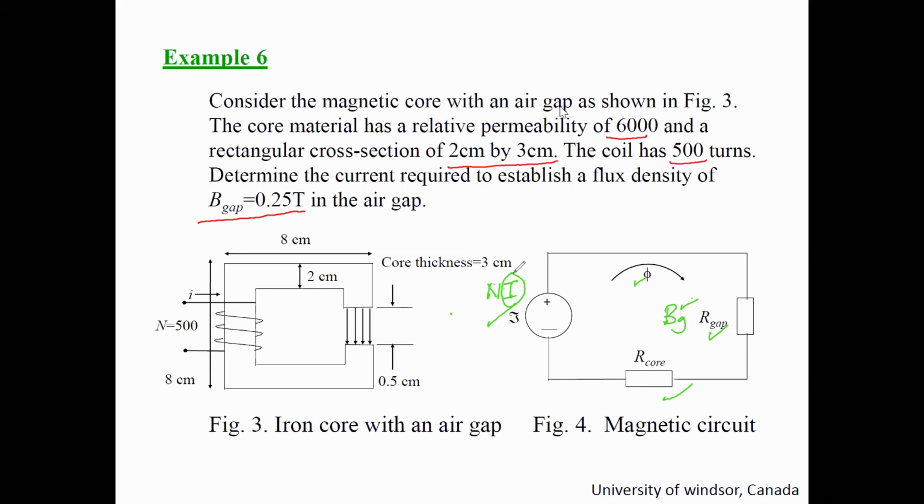I don't know. We will come to the area. Yes, we have one R core, and if you can see here the 2 centimeter. It's 2 here, it's 2 here, it's 2 here, and here also 2. So the core cross-sectional area is uniform. Yes. Okay.